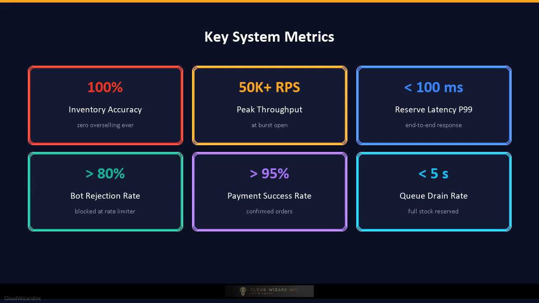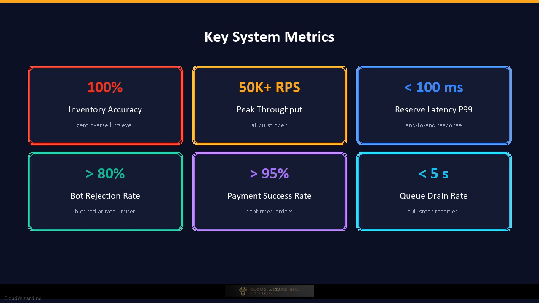The key metrics to memorize cold. Inventory accuracy rate. The fraction of completed transactions where sold count exactly equals reserved count with zero overselling. The target is 100%. Peak throughput. Requests accepted and processed per second at burst. You should design for 50,000 or more.